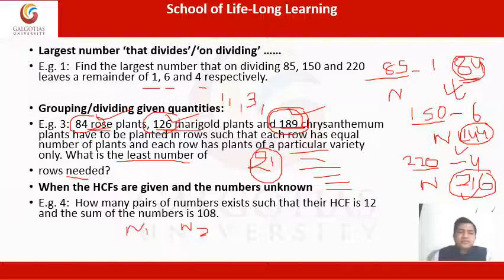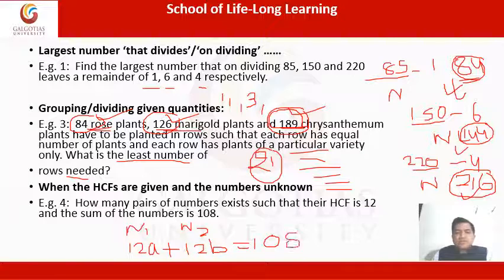So if the HCF of these two numbers is 12, one number could be 12a, another number could be 12b, isn't it? Where a and b will be co-prime. Co-prime means there won't be any common factor between a and b. Not necessarily prime, but there won't be any common factor between a and b, because we have already taken the maximum common factor from 12a and 12b, which is 12. Correct? Now the sum of these two numbers is 108.